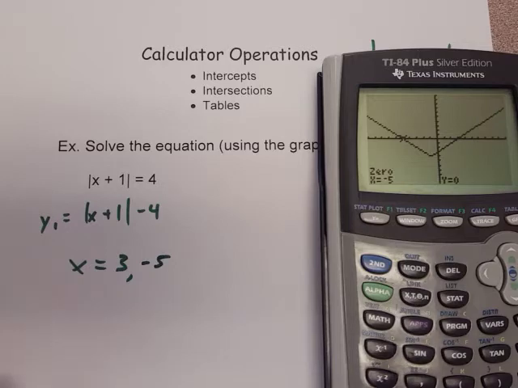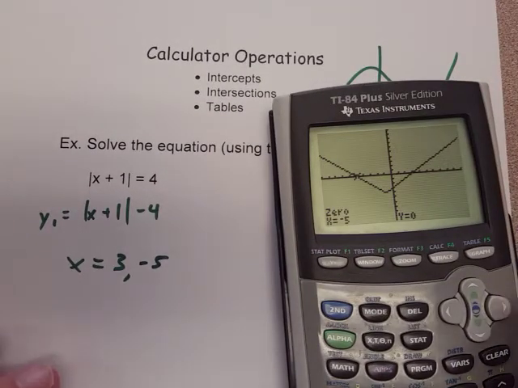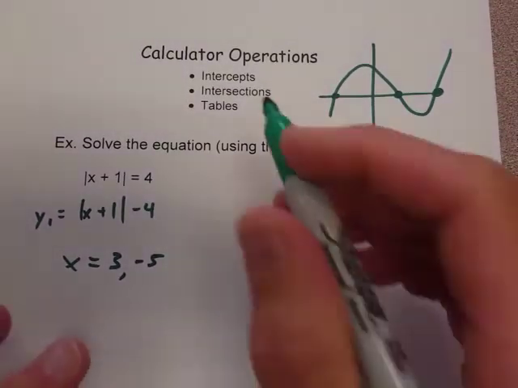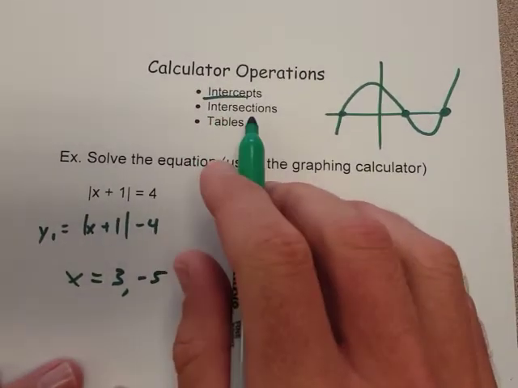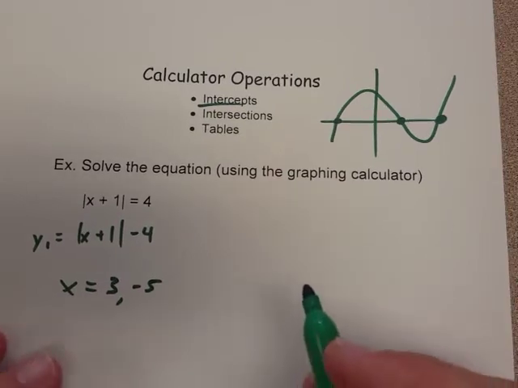So we have 2 solutions here, which we could have found algebraically anyway. We got -3 and -5. Now we're going to take a look at the other ways to solve. We just talked about intercepts, but there's also intersections, and that's another way to use a graph, and I'm going to do it in a slightly different way.